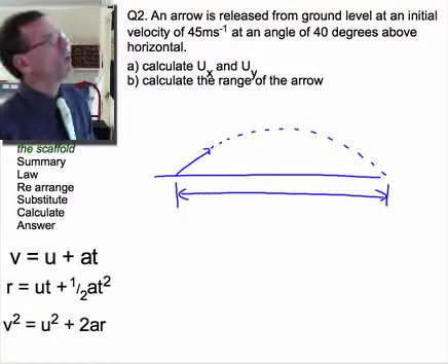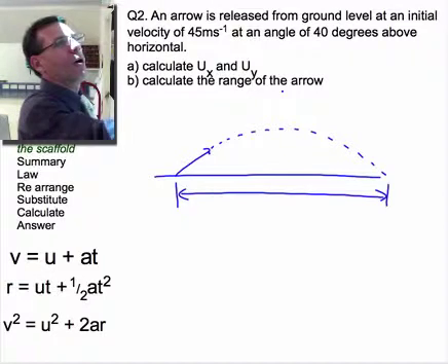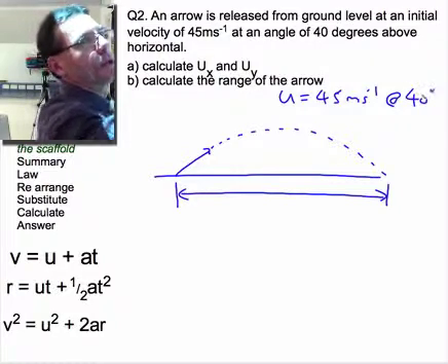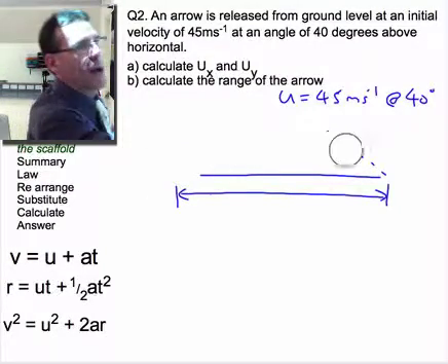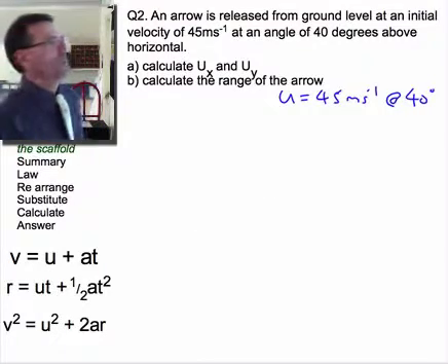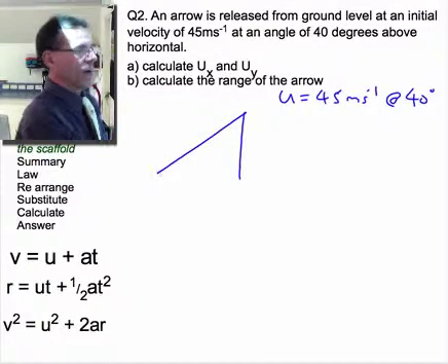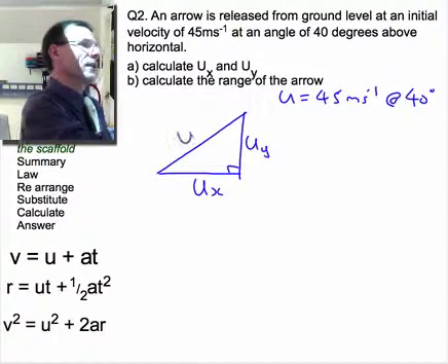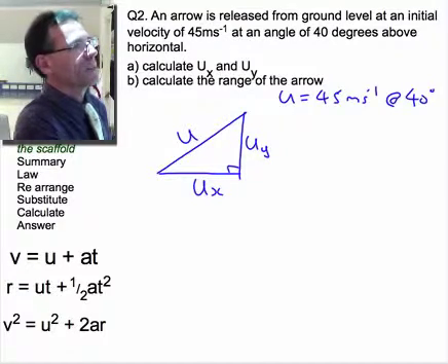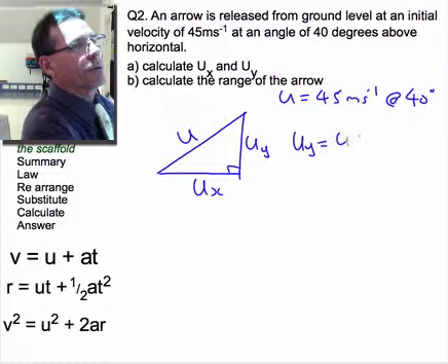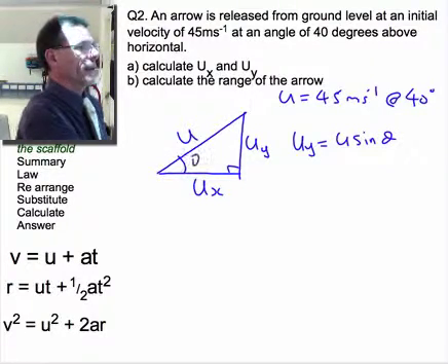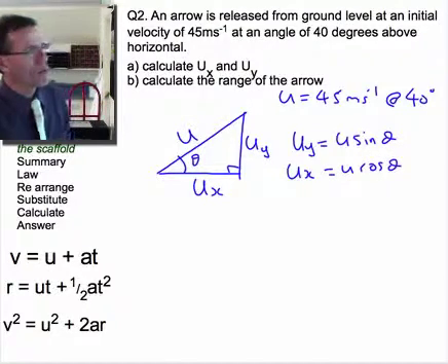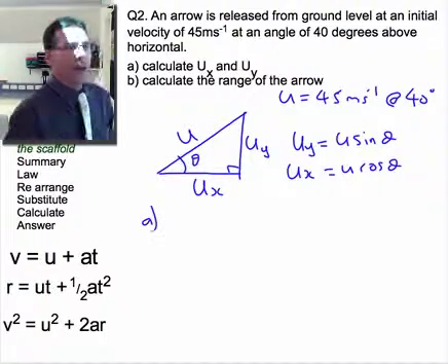But before we do that, we need to resolve it into its x and y components. So we know that u is 45 meters per second at an angle of 40 degrees above the horizontal. Part A asks us to calculate ux and uy. If we think about that in terms of our right angle triangle, this is going to be uy, the vertical component of the motion. That's going to be ux, and this is u. So we can simply see from that uy equals u sine theta, and ux equals u cos theta.